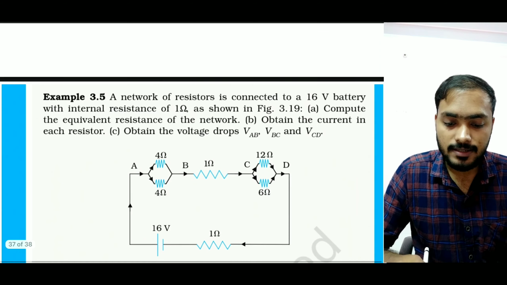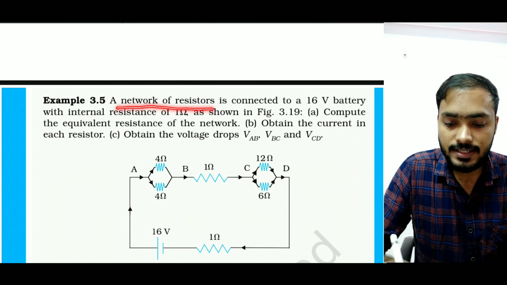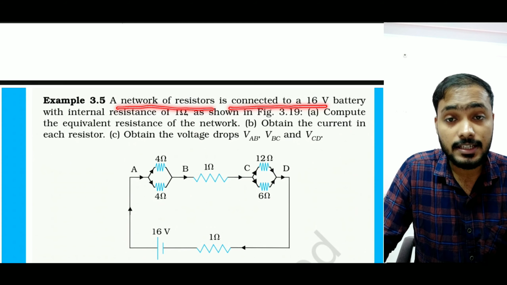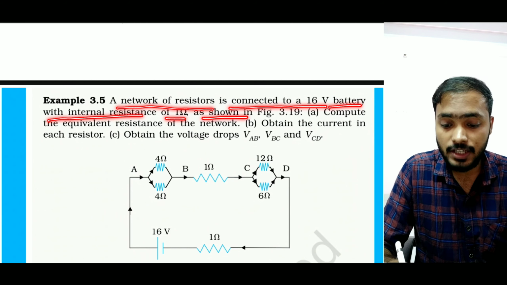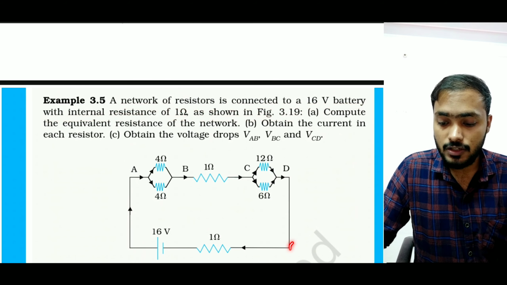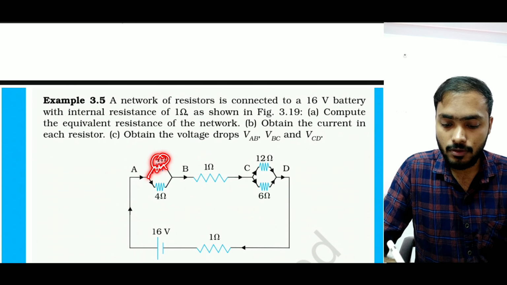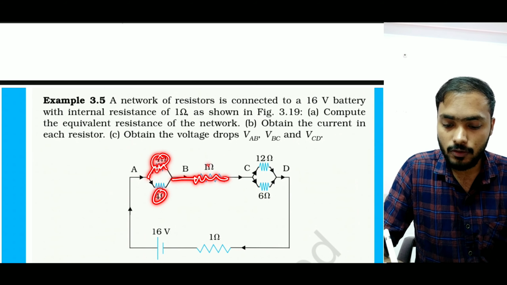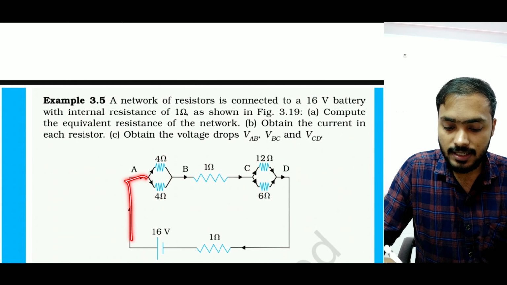Okay, now let's try to read the question here. The question says, a network of resistors is connected to a 16 volt battery with internal resistance of 1 ohm as shown in figure 3.19. So you have the figure over here. You have a 4 ohm resistor, then a 1 ohm resistor, then 12 ohm, 6 ohm, and then it is connected with a battery of 16 volt.